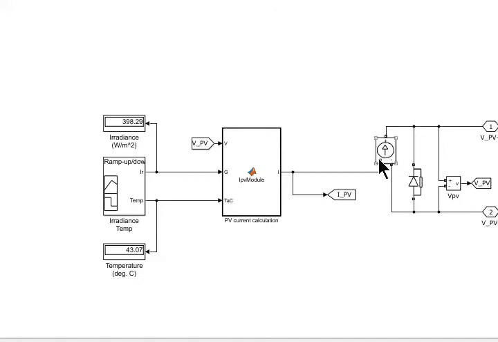Here we have taken a current source. The input of this current source is the current that we just calculated in this function, and this is the diode, and this is the output current and output voltage of this PV module. So the inputs to this PV module, G and TC, are given here.